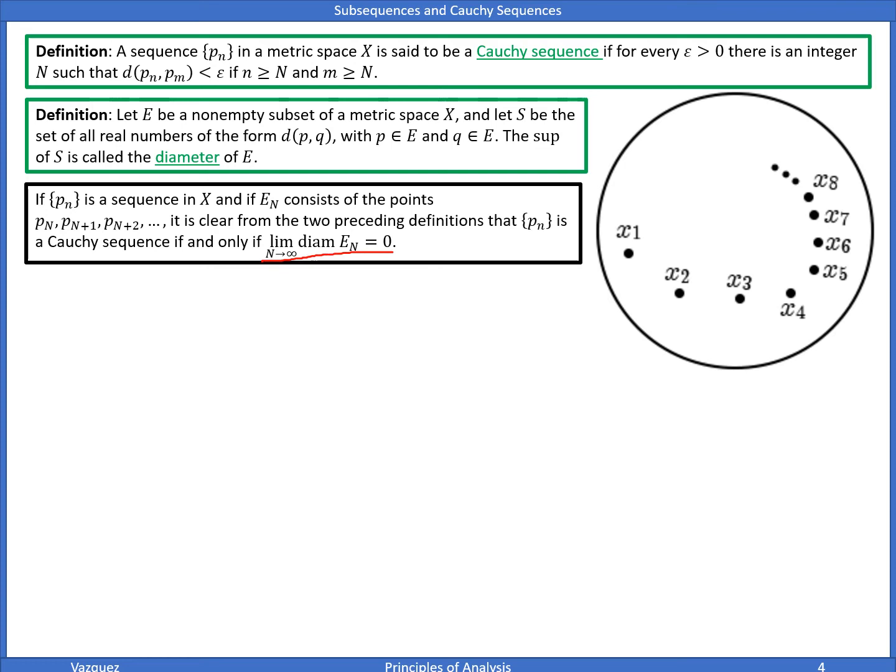is basically saying keep going in the sequence and then keep taking the diameter. What is the diameter? Well, because it's Cauchy, these points are getting arbitrarily close to each other. So as you take it to infinity, the diameter is going to be arbitrarily small, which is why as n goes to infinity, the diameter of E sub n is 0. So it's just another way of looking at Cauchy sequences.